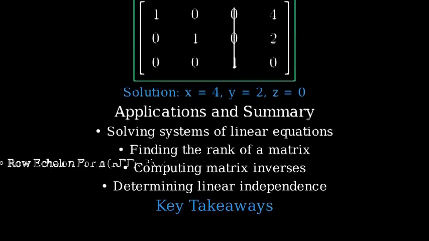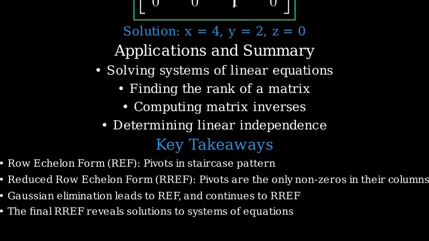In summary, row reduction transforms a matrix to echelon form through a series of elementary row operations. Row echelon form has pivots arranged in a staircase pattern, while reduced row echelon form additionally ensures each pivot is the only non-zero entry in its column. These forms reveal the structure of linear systems and provide direct access to their solutions.